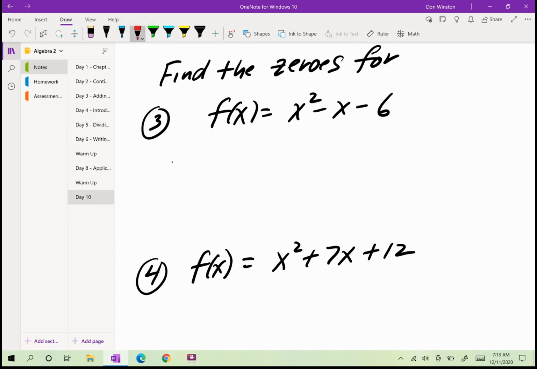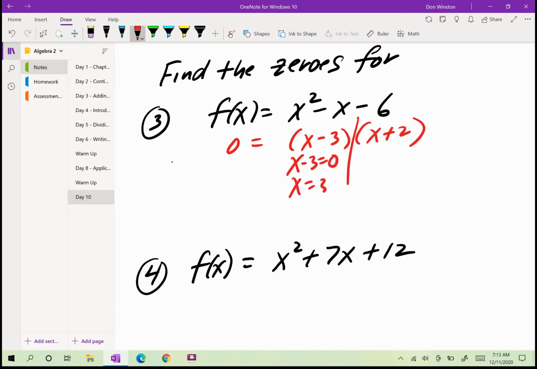Okay, so let's check your work. We set f of x equal to 0, and we need factors of negative 6 that add up to negative 1. That would be x minus 3 times x plus 2. Then if we find the zeros of each, x minus 3 equals 0, x equals 3, x plus 2 equals 0, x equals negative 2.